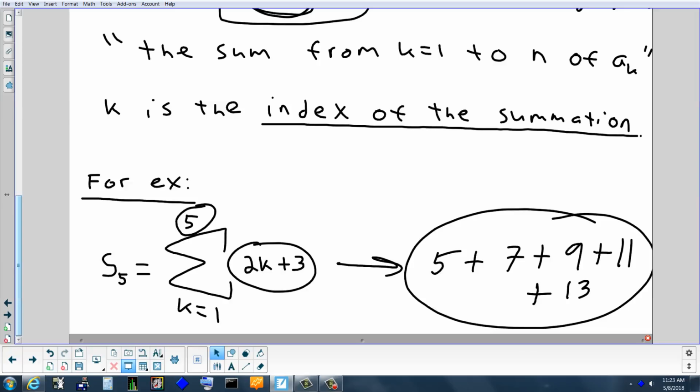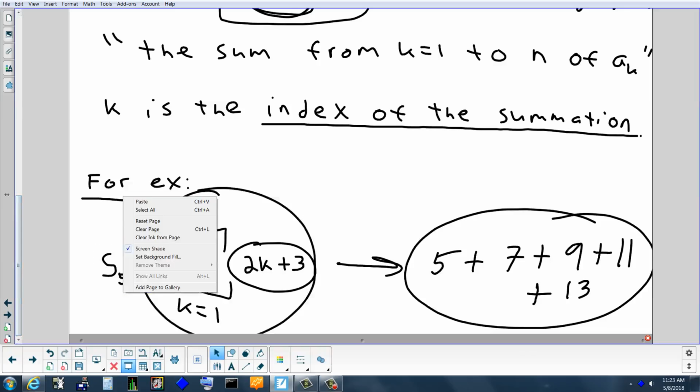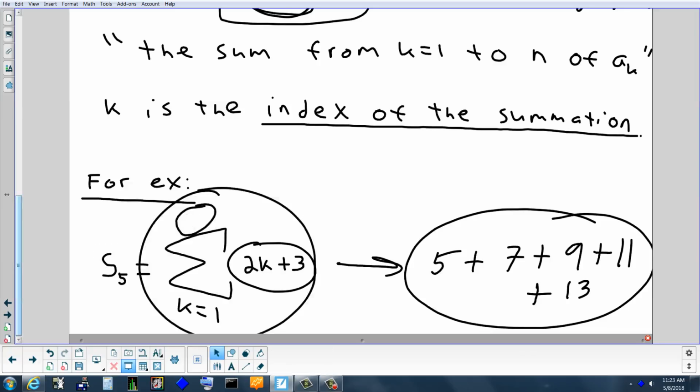Any questions on that? That idea kind of makes sense? Again, it's not a speedy way to do anything. You still have to do everything out by hand. It's just a fast way to write it, especially if you wanted me to write S sub 1,000. All I would have to do is change that to 1,000. There you go. Now to do it out, it would take forever. But I can write how to do it very quickly.